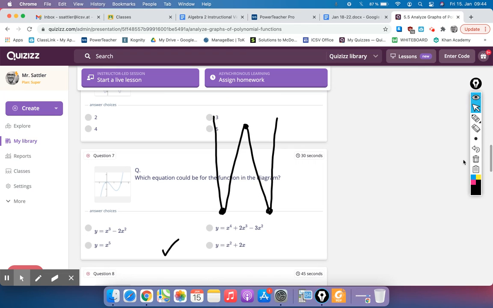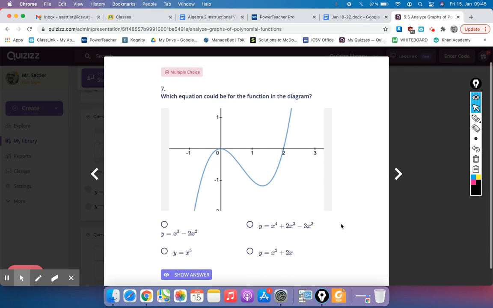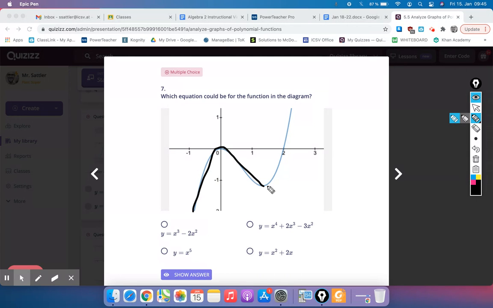So then we've got number 7. Which equation could be for the function in the diagram? Well, this is about noticing, again, the degree of this would be 3 because that's the first direction, second direction, third direction. So if the degree is 3, which one of these equations has a degree of 3? This is degree 5. This is degree 2. This highest exponent is a 4, so it's got to be this one.